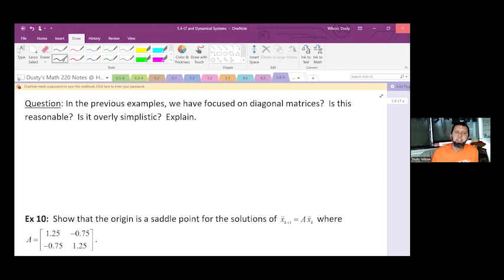So question, in the previous examples, we focused on diagonal matrices. Is this reasonable? Is it overly simplistic? Let's explain.